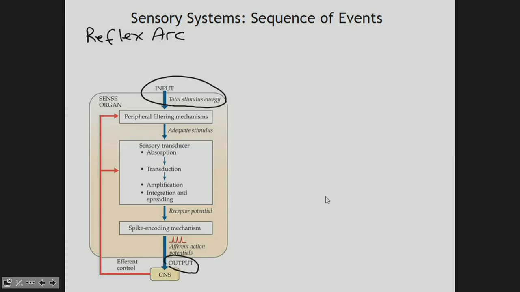And then the central nervous system can send a signal out, which is efferent control, back to here or here. So you're signaling back onto the peripheral filtering or the transduction, which can affect how those mechanisms work. And I'll give you some examples of this. But that's a reflex arc. So it's afferent sensory input and efferent motor control output. We talked about afferent and efferent with circulatory systems too, where we talked about gills.